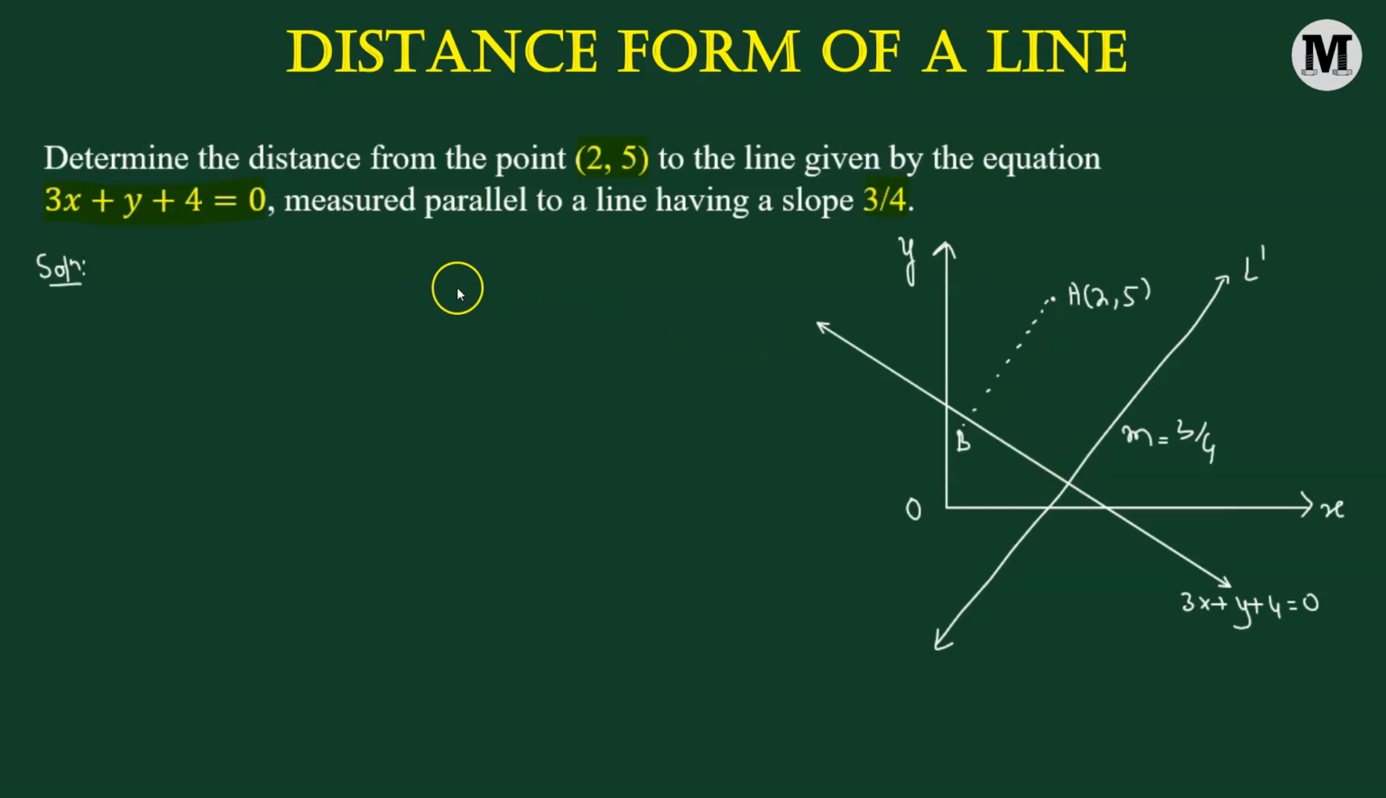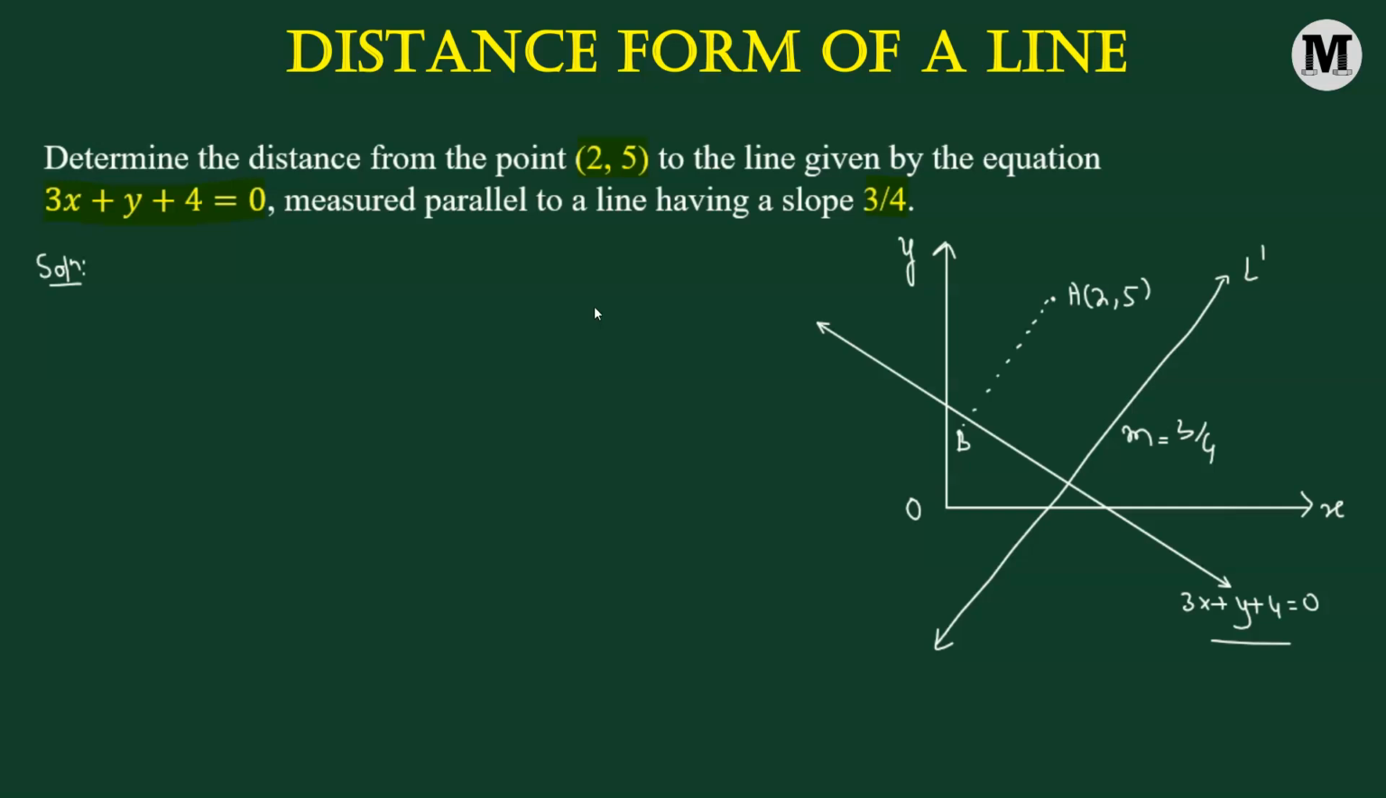However, before proceeding, let me clarify that the equation of the line is given as 3x plus y plus 4 equals 0. When we convert it into the slope intercept form, we will see that this line has an x-intercept and y-intercept in the negative x and negative y direction. But in our diagram, we have considered the positive x and positive y-intercept. This is for simplicity, so that we can easily understand the problem, but it is not the actual figure for the line. So let us begin. How shall we proceed?